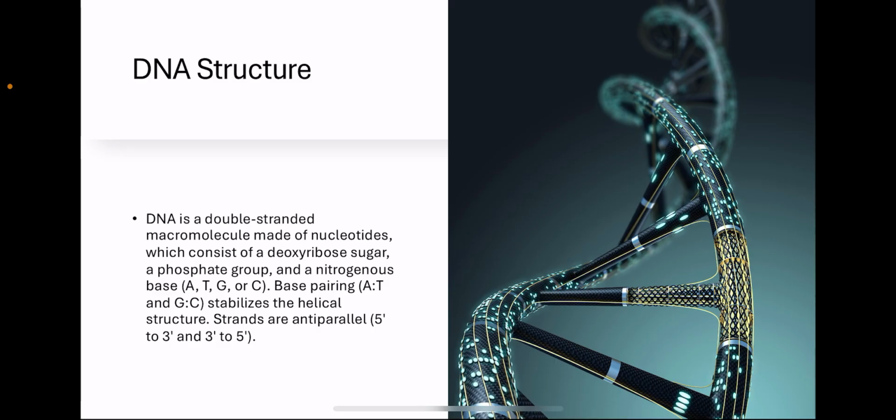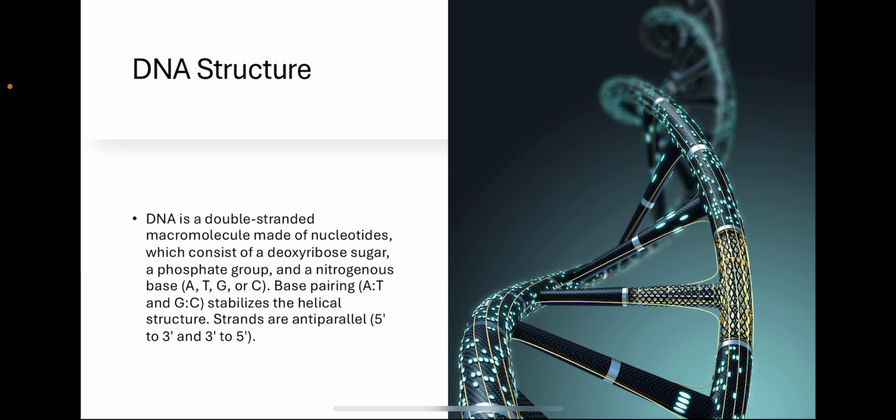So when it comes to DNA structure, DNA is a double-stranded macromolecule made of nucleotides, which consist of a deoxyribose sugar, a phosphate group, and a nitrogenous base, which is going to be A, T, G, or C, like A being adenine, T being thymine, and so forth.